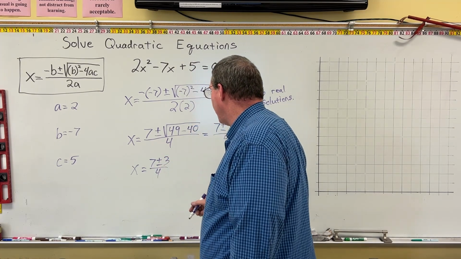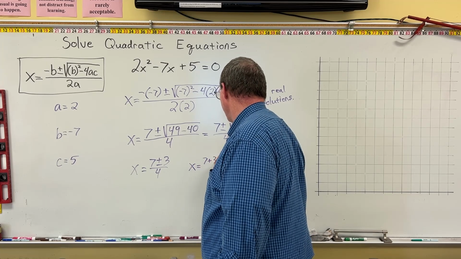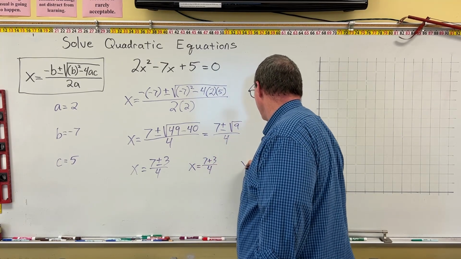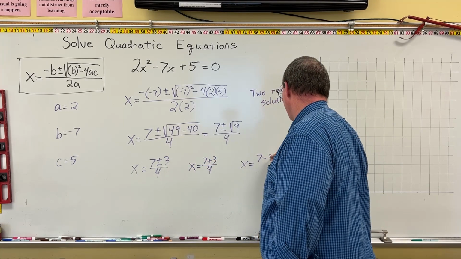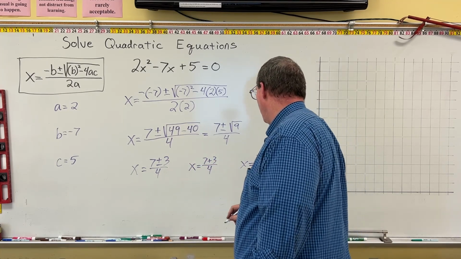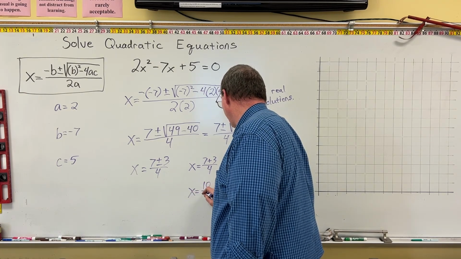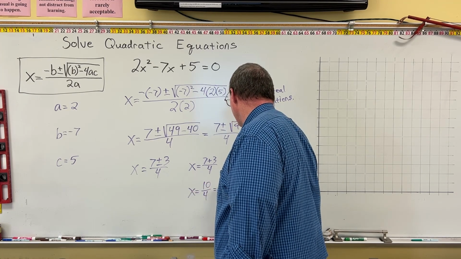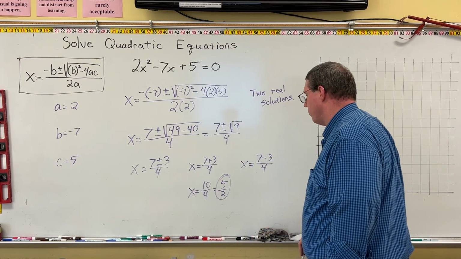Okay, well, let's break that into 2. We'll do 7 plus 3 over 4. And the other one is going to be 7 minus 3 over 4. Well, 7 plus 3 is 10. So we have 10 over 4, which can be reduced to 5 over 2. So this is one of our solutions, 5 over 2.